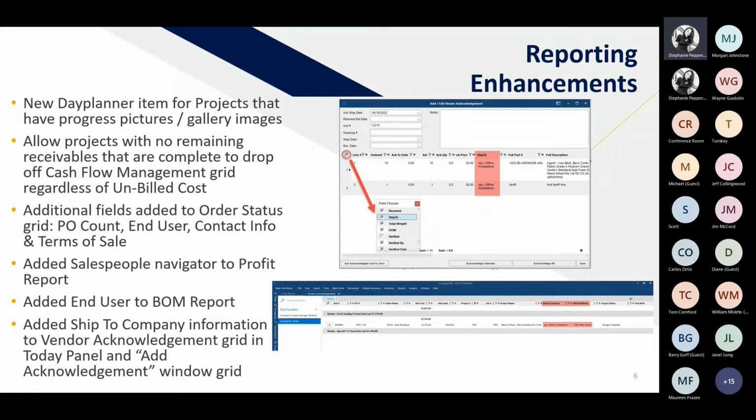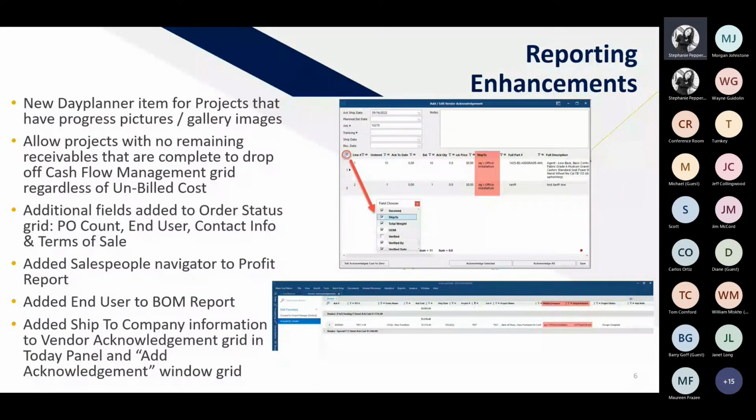The next bullet here, we added a navigator to the profit report. If you're familiar with the commissions report maybe, or even a quote report, you sometimes have a navigator on the left side that you can click on to get to things quickly. For the profit report, we added the salespeople navigator. So you can click on a salesperson and just jump right to that area of that report. We also added the end user to the BOM report. So when you go to print a BOM report from the View Quotes tab, so not the quote, but the BOM report, it will just add the end user. I think it's in the top right corner of that report.